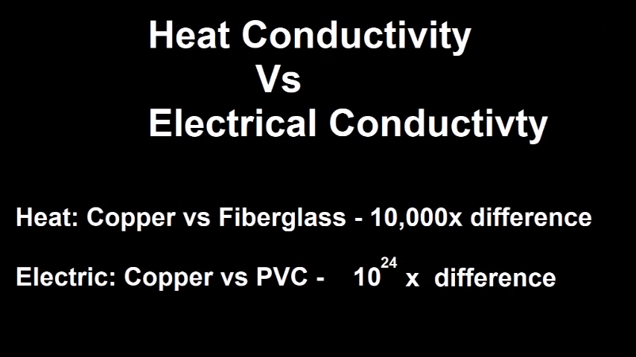Now, if we compare electrical conductors and insulators to heat conductors and insulators, we find that there's quite a difference. For example, copper is a conductor of heat and fiberglass is an insulator of heat. If we compare these, we find that there's a 10,000 times difference in the rate of heat conduction through copper than there is through fiberglass. Now this seems like a lot, but consider that between copper, an electrical conductor, and PVC, an electrical insulator, there's a 10 to the 24 times difference.